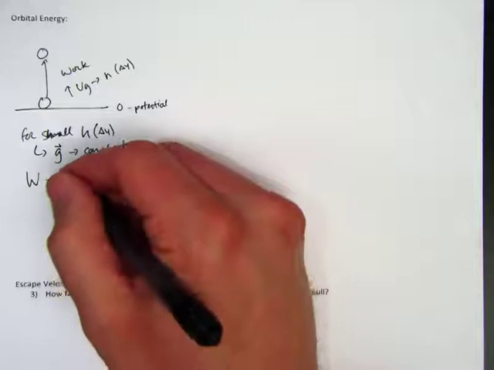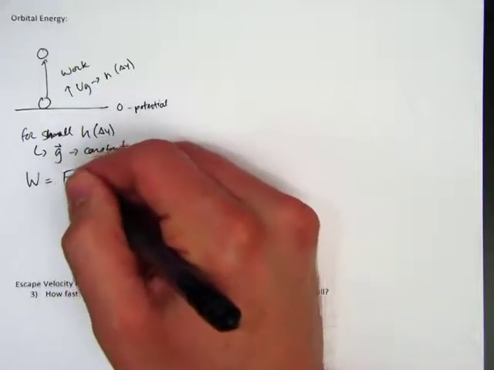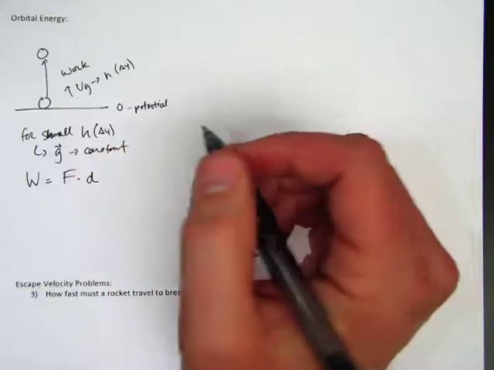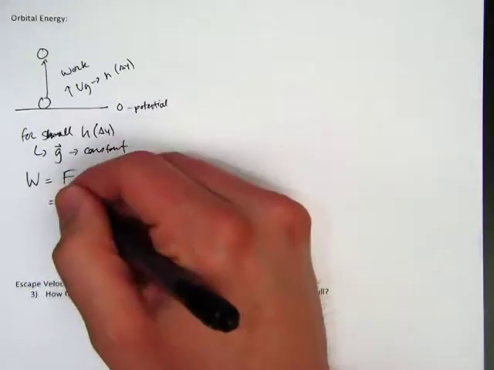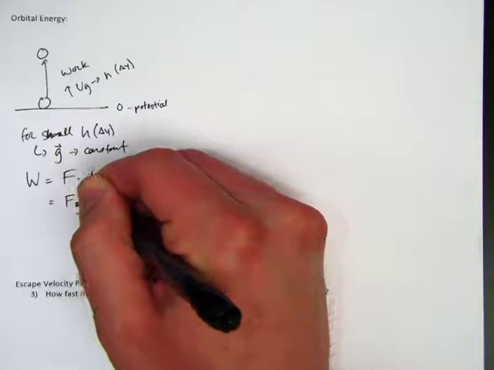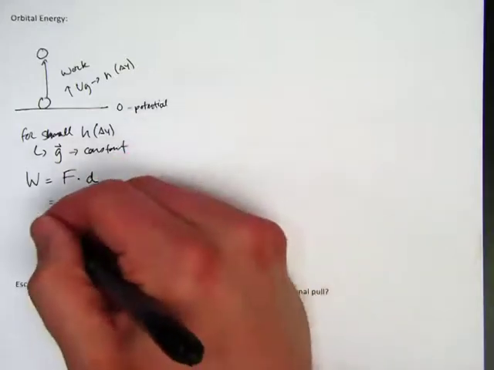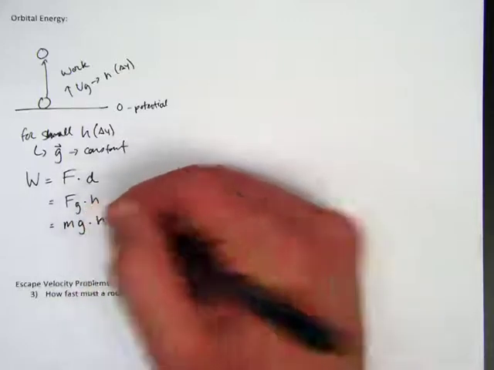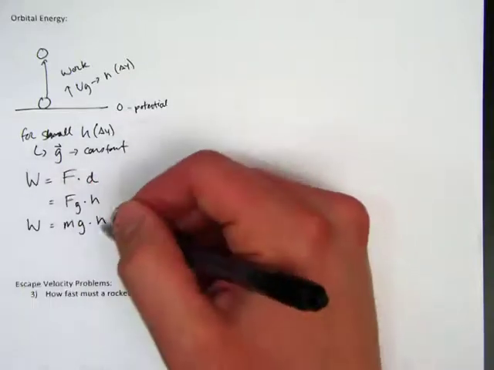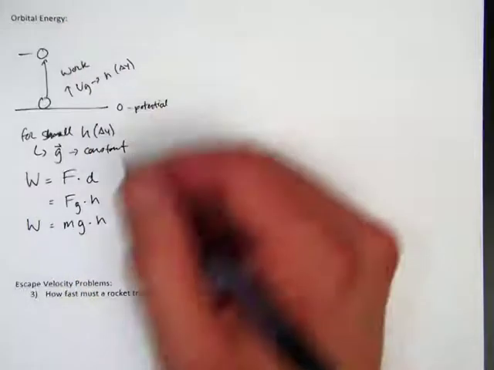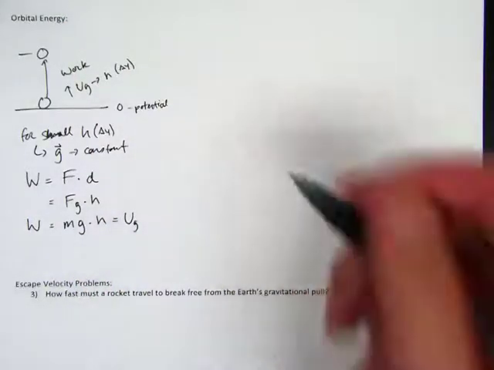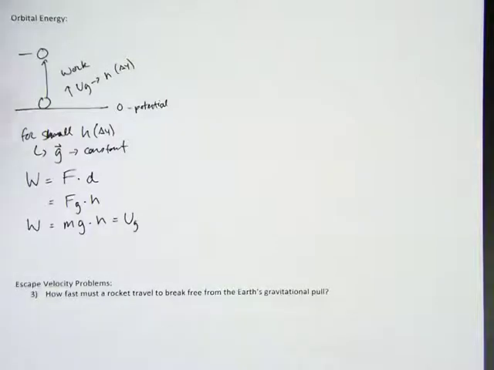The work done is the force exerted over the distance over which it's exerted, which in this case would be the force of gravity times the height. We know we can express the force of gravity as m times g times h. So the work done elevating something in the gravitational field will now be the potential energy. I see the UG and I think universal gravity. The UG is the potential energy gained by that object.